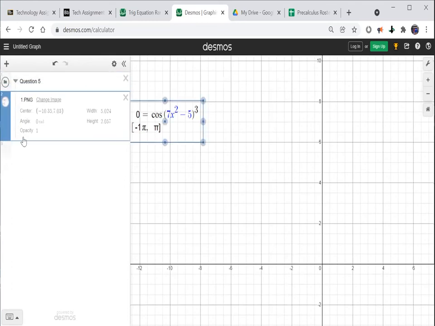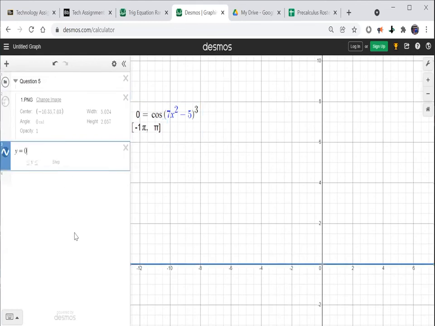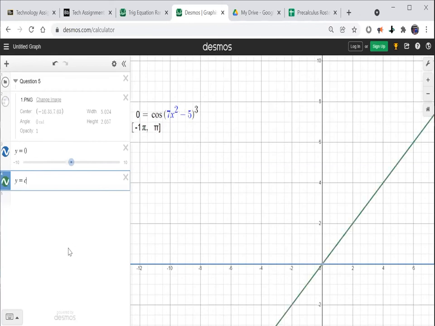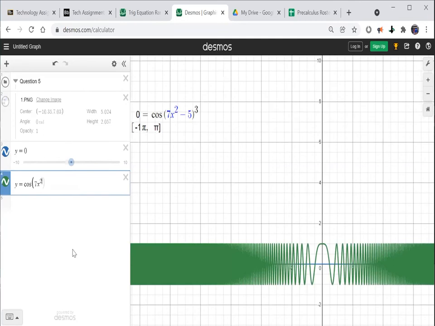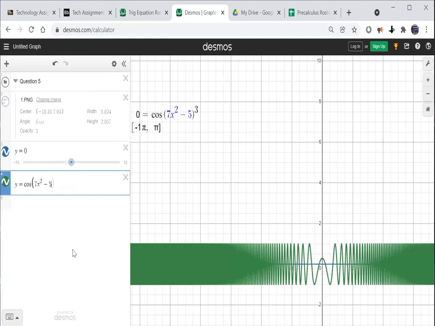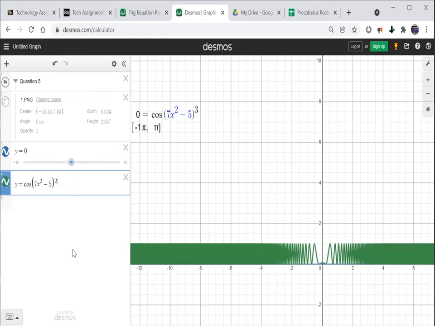All right. The left side of this equation goes in as y equals 0. All right. Hit enter. The right-hand side goes in as its own equation. So y equals cosine, open parentheses, 7x squared, that looks fun, minus 5, squared. All right, I'm sorry, cubed.